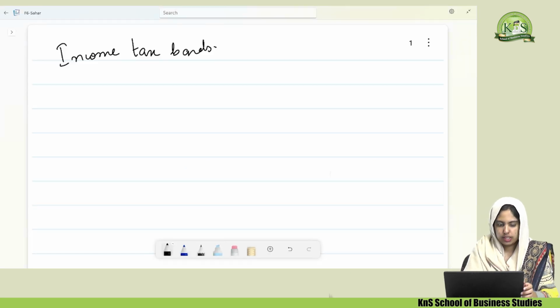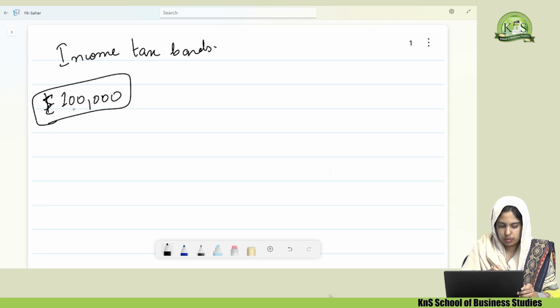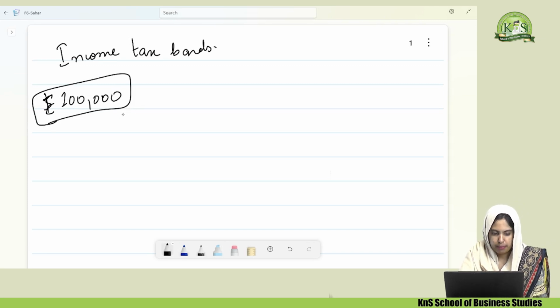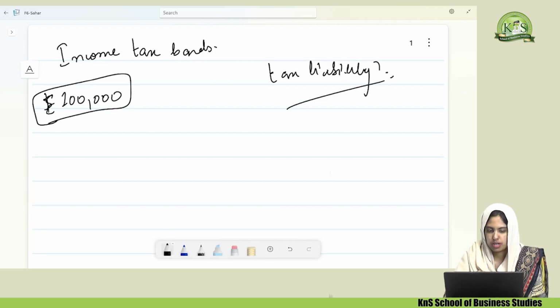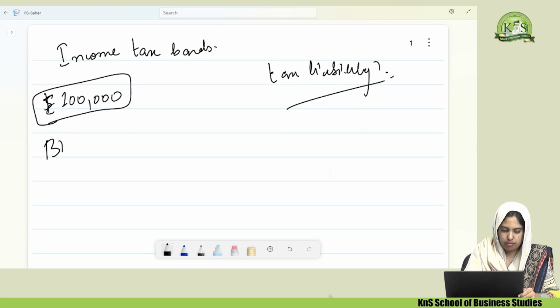Now, for example, you have an income of 100,000 pounds, and the examiner asks you to find the tax liability. If we look at the bands, they categorize it into basic rate, higher rate, and additional rate. So first we have the basic rate band, then the higher rate band, then the additional rate.